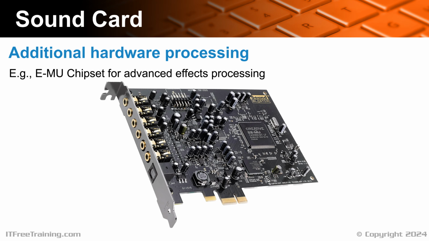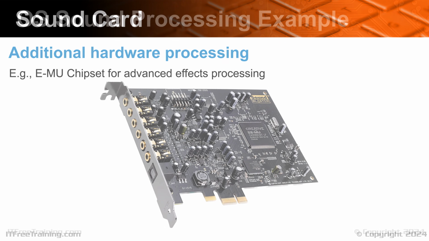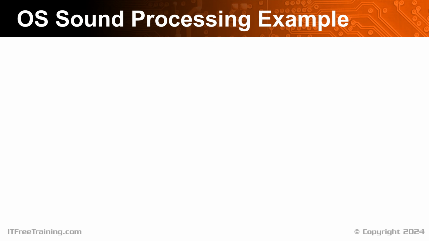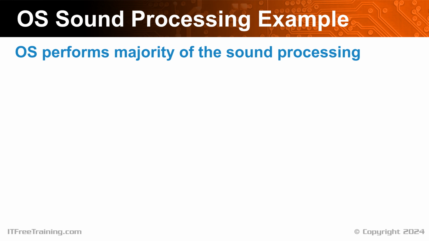With the increased speed of CPUs, this allowed the operating system to perform a lot of the tasks a sound card would have historically done. This meant that a sound card would no longer require specialized processing hardware. Let's have a closer look. In modern operating systems, the OS performs the majority of the sound processing.